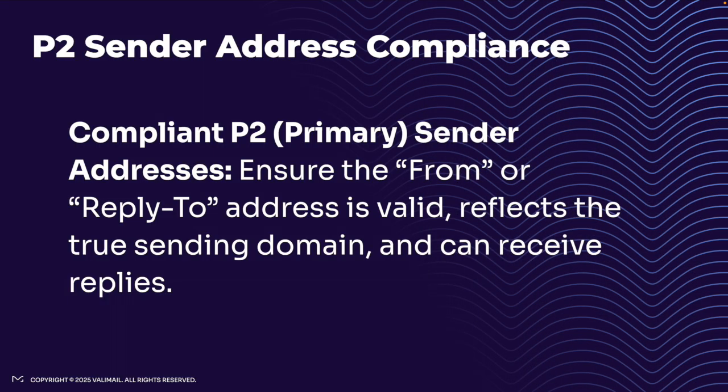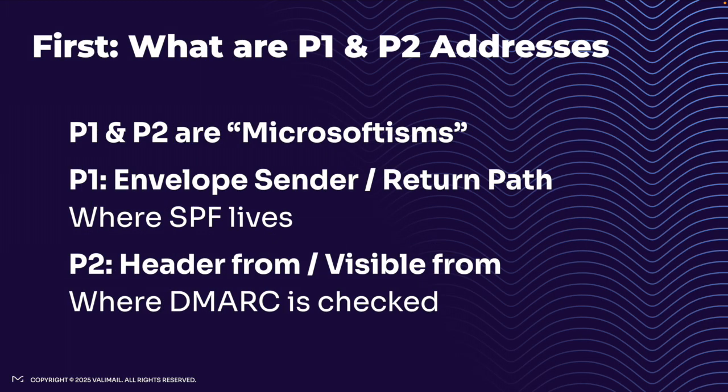That's alignment. So specifically here, let's talk about one of the things that was called out. I'm quoting explicitly from the Microsoft requirements, this specific P2 sender address compliance requirement. It says compliant P2 primary sender addresses ensure that the from or reply-to address is valid, reflects the true sending domain, and that it can receive replies. Now, to better understand what that is and how to comply with it, first let me explain what is a P1 or P2 sender address.